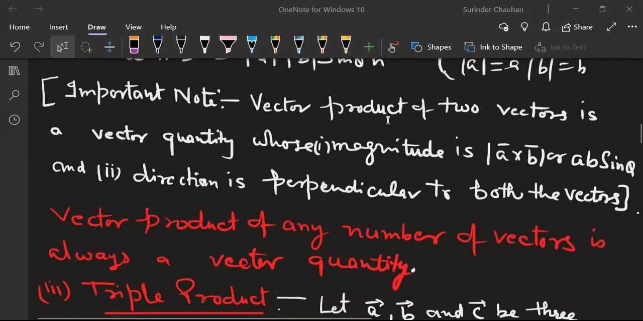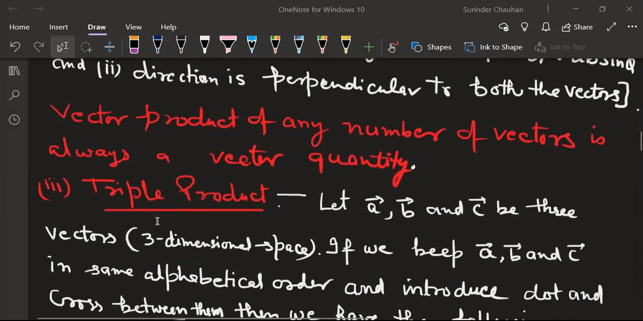An important note here is that the vector product of two vectors is always a vector quantity whose magnitude is equal to the modulus of their cross product, that is AB sine theta. Theta is the acute angle between the two vectors, and the direction is perpendicular to both vectors. Now, if we generalize this cross product, we find that if we multiply two or any number of vectors, their cross product is always a vector quantity.